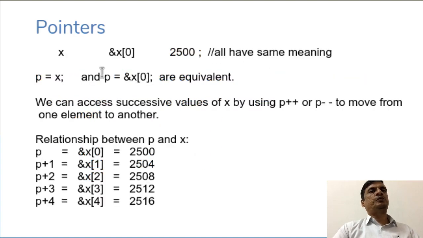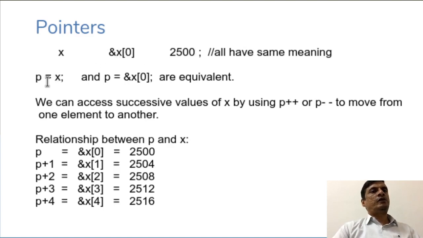But when you use pointers, x is going to be the base address of the array. x, the address of x of 0, and 2500 are all going to be the same. Whether you access only x, or the address of x of 0, the index of the first element, or 2500, which is the base address, all have the same meaning.